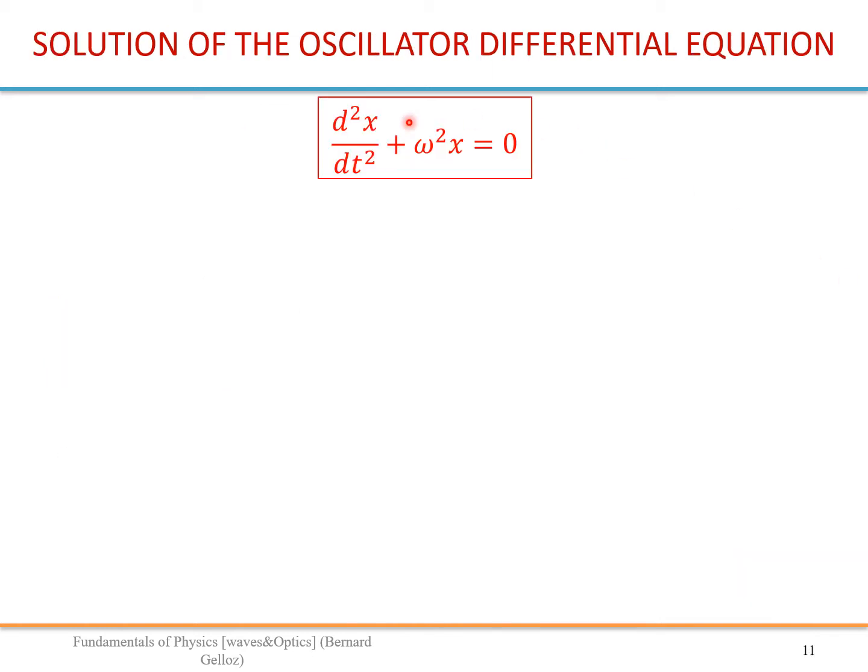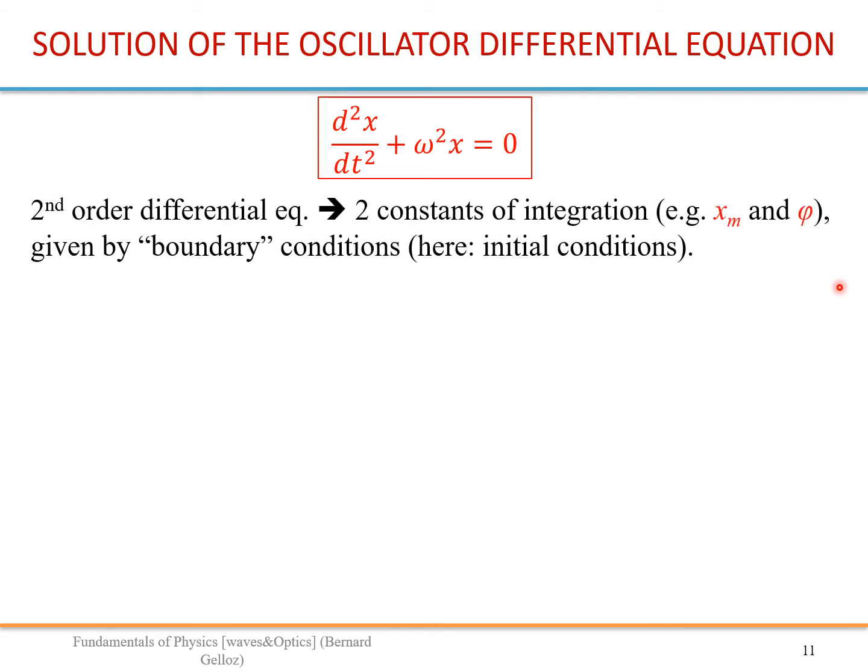All right, so we have this equation. Let's find the solutions. So this is a second order differential equation. Therefore, there is a second derivative here. Therefore, we will need two constants of integration. So for example, xm and phi. And these are given by boundary conditions. This is always the case for a differential equation. So in this case, because x is a function of time, it will be given by some condition at some given time, and usually we look at initial conditions.